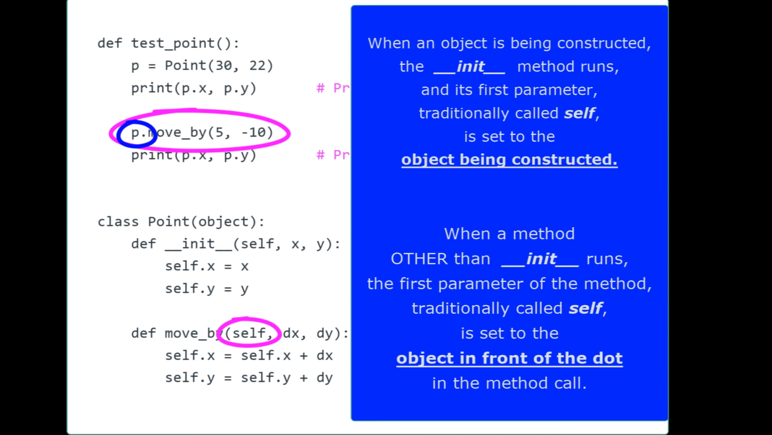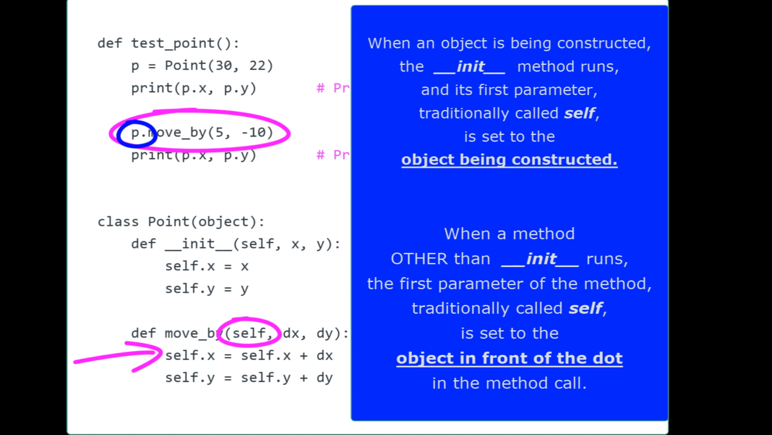Remember, p was previously set to have its x and y be 30 and 22 respectively. So self, which is now the same object as p, when the line self.x = self.x + dx runs, that means p.x = p.x, 30, plus dx, 5, so p.x becomes 35. Similarly, p.y becomes 22 plus minus 10, which is 12.